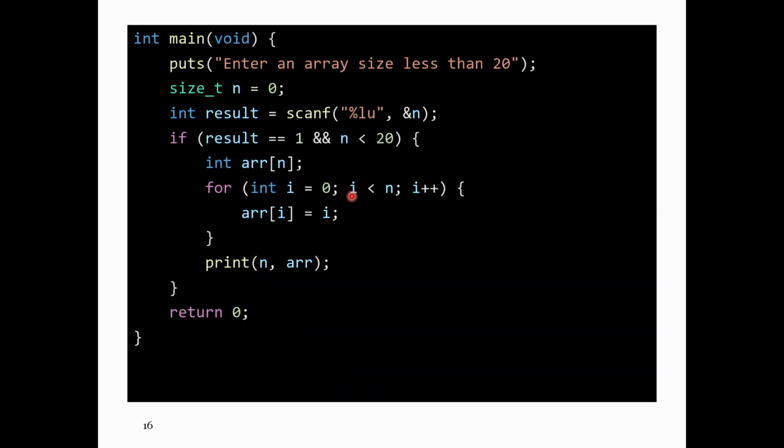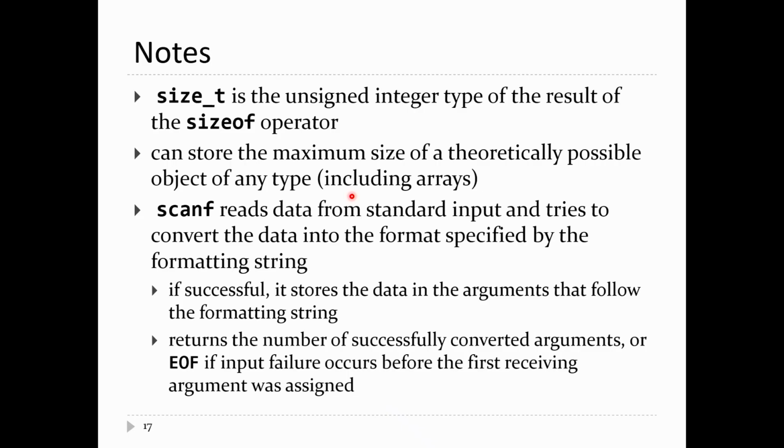Okay, so some notes on this slide. First of all, I guess we're going to start with size_t. Size_t is an unsigned integer type. It depends on your architecture what the actual type of size_t is. I think on my computer it's unsigned long int, but it could be something else. It's the unsigned integer type of the result of the sizeof operator. So whatever sizeof says it returns, that's the type size_t. It's just some unsigned integer number.